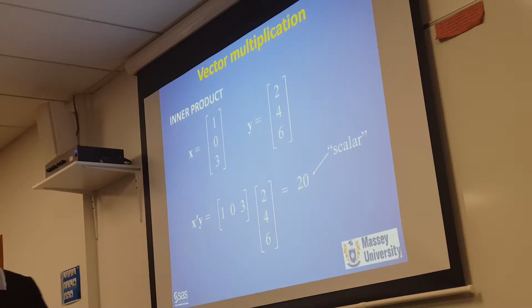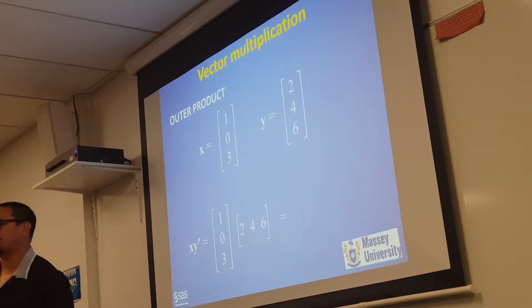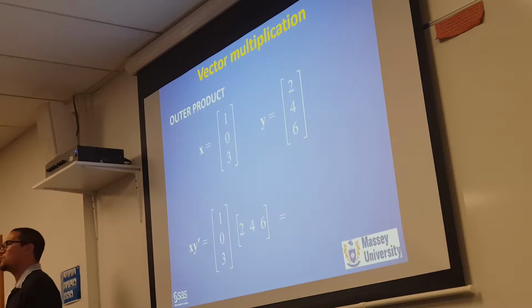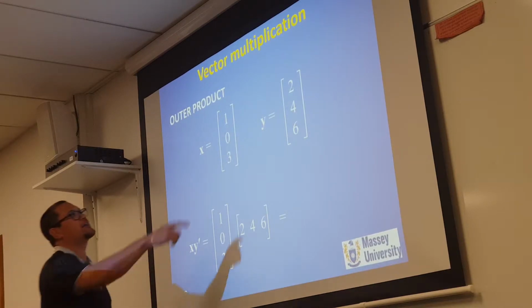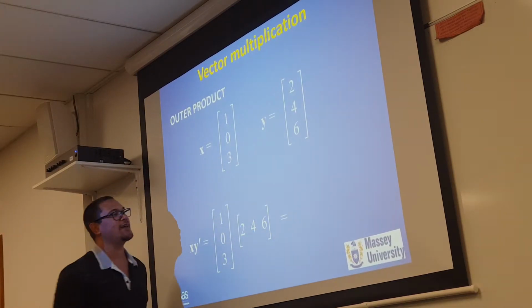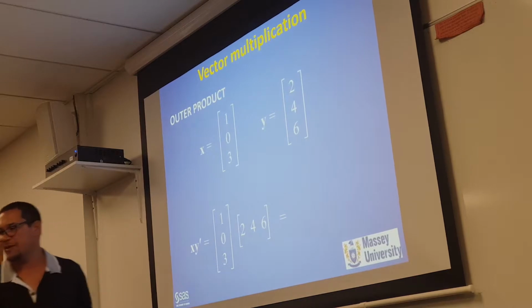Right? That's your outer product. The outer product is x times transpose y. So the first one was x transpose times y, right? This is going the other way around. What we've done is we've transposed this instead. And what's that going to be? That's going to be a matrix.